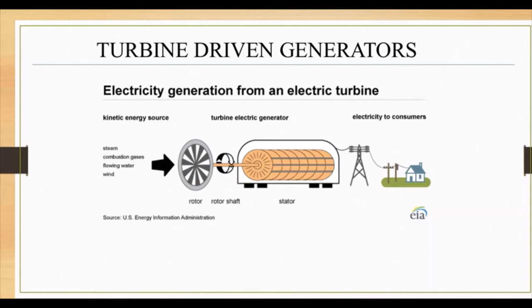The figure below shows that the kinetic energy source is directly transferred to the rotor, and the rotor shaft spins and directly converts to electricity for the consumer, which is our customer who uses the electricity. As we know, different types of turbines include steam turbines, combustion gas turbines, hydroelectric turbines, and wind turbines.